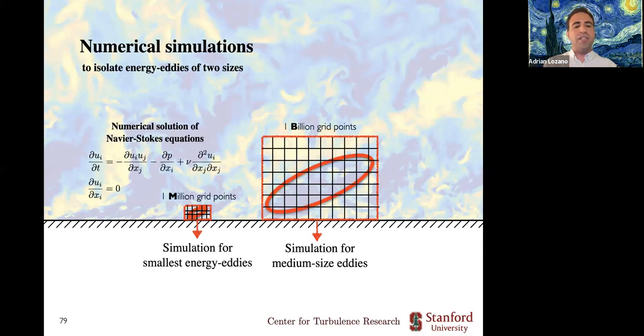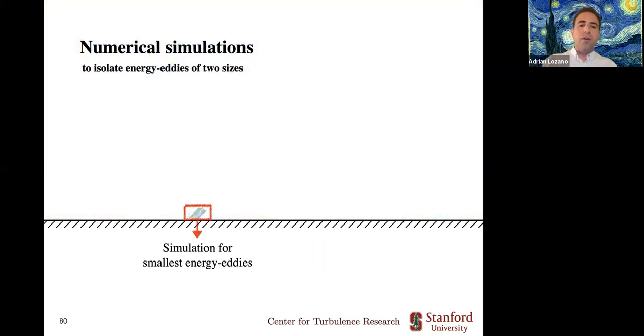And essentially, this is a direct numerical simulation. I'm going to solve the Navier-Stokes equations. To give you a feeling, this box is around 1 million grid points, and this is around 1 billion grid points, American billion. So let's zoom in into one of these boxes to see what is going on there.